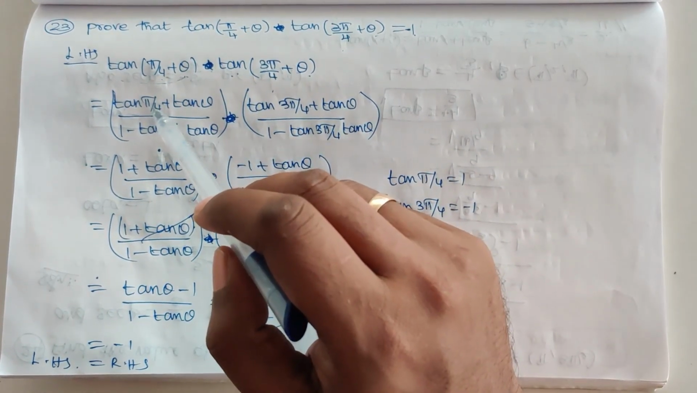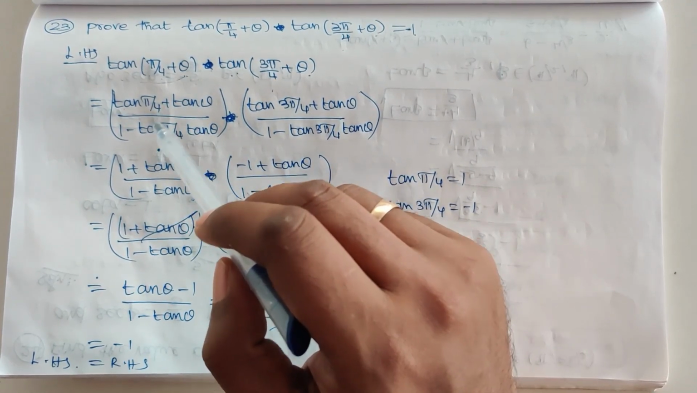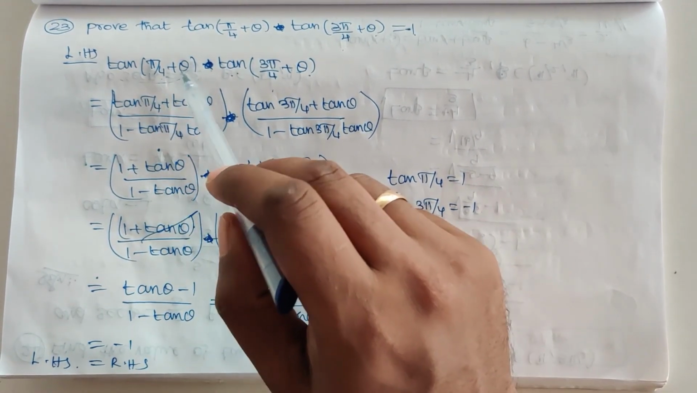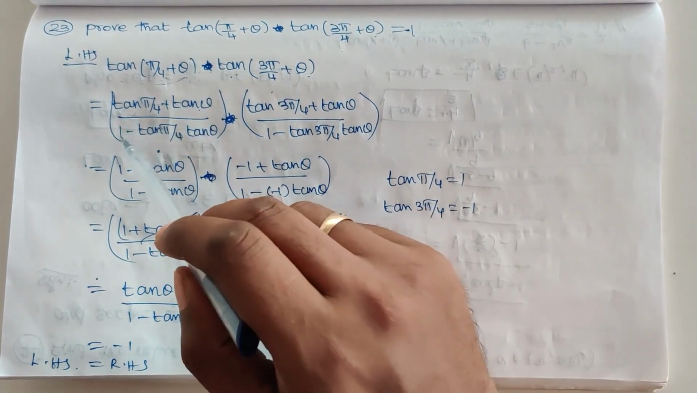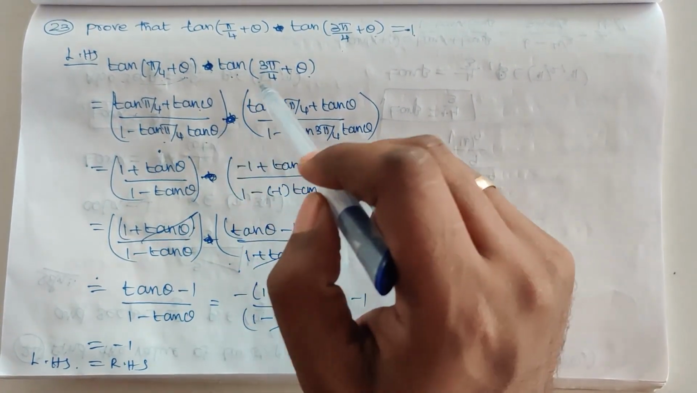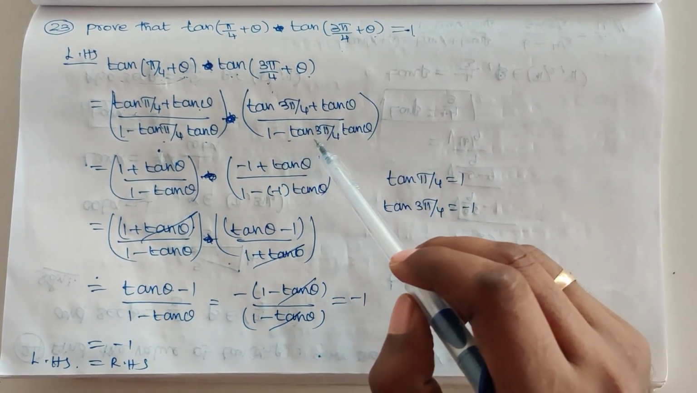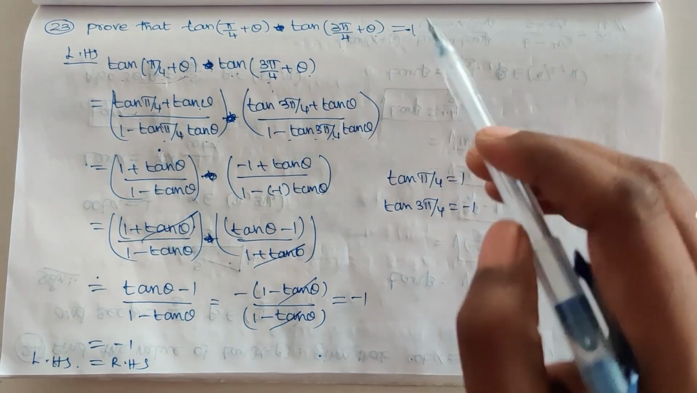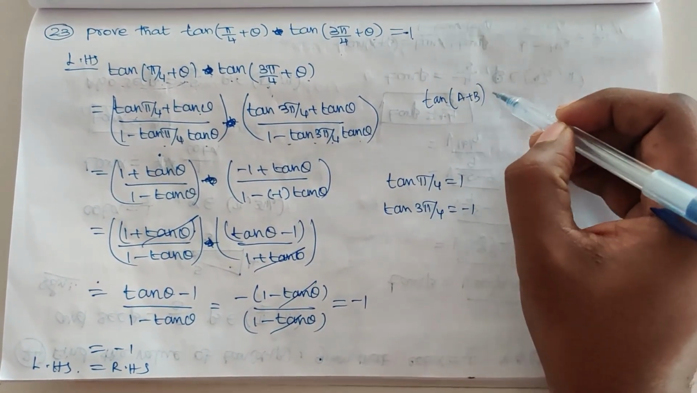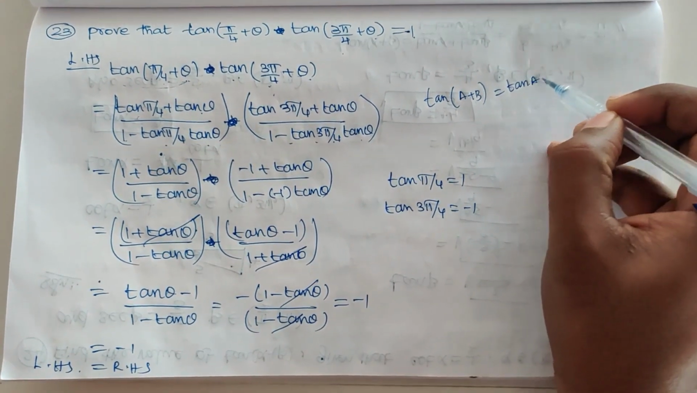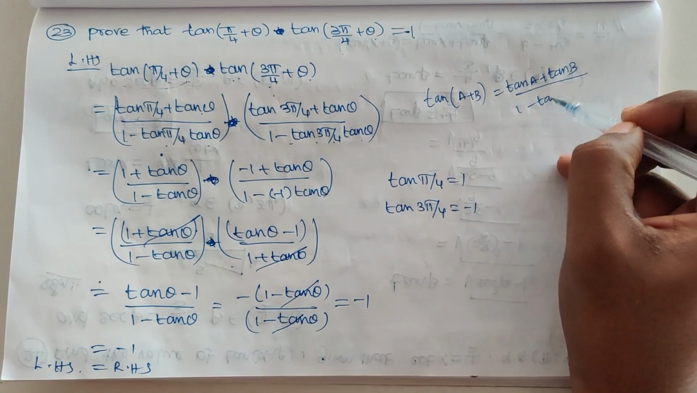So the tan(a + b) formula is tan a plus tan b, the whole divided by 1 minus tan a tan b. Here a is pi/4 and b is theta. So tan pi/4 plus tan theta, the whole divided by 1 minus tan pi/4 into tan theta. Similarly tan 3pi/4 plus tan theta, the whole divided by 1 minus tan 3pi/4 into tan theta, because tan(a + b) is tan a plus tan b by 1 minus tan a tan b.